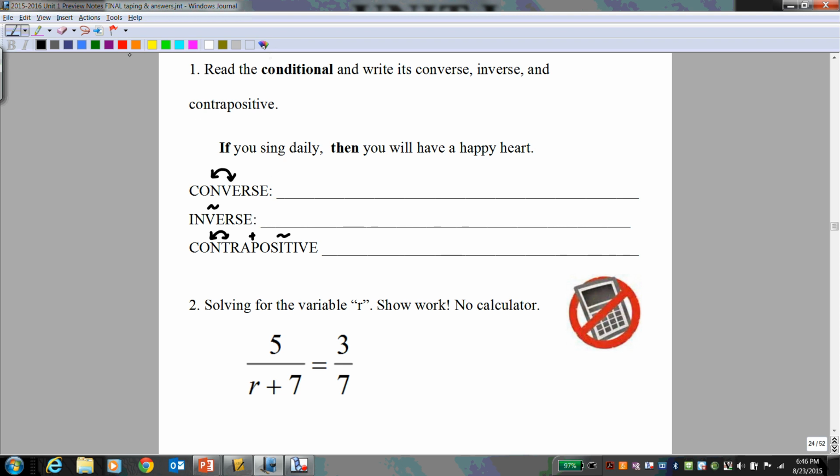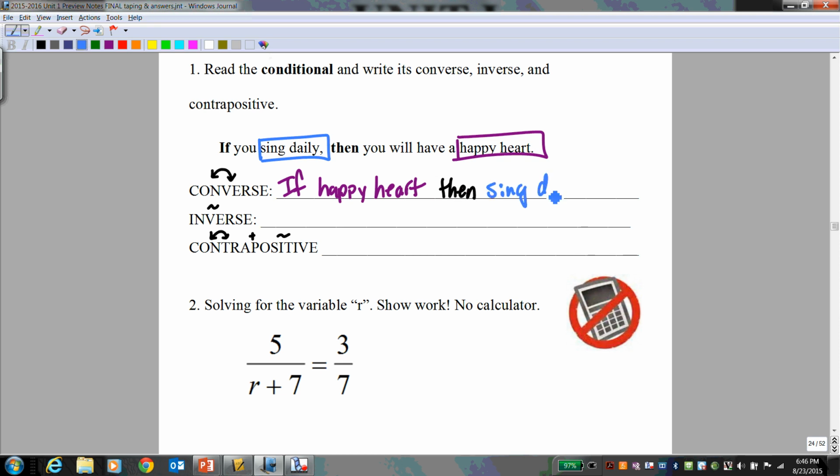So if you sing daily, then you have a happy heart. The converse, I'm going to make this real short here, is this. If you have a happy heart, then you sing daily. That is the converse.